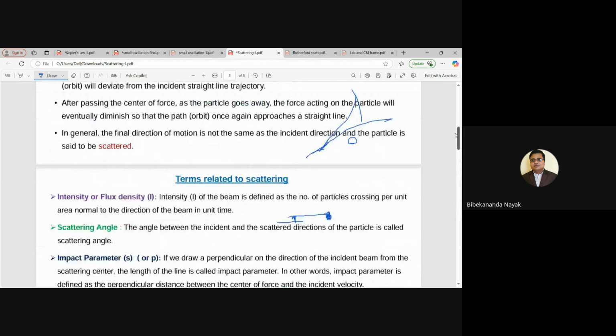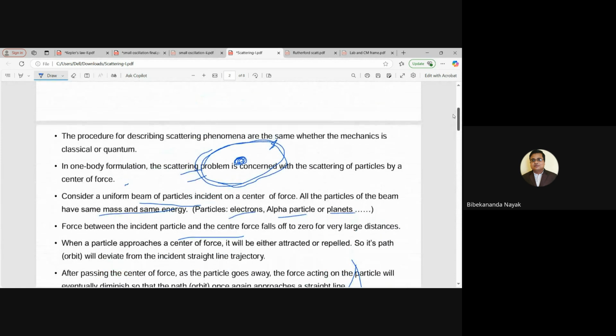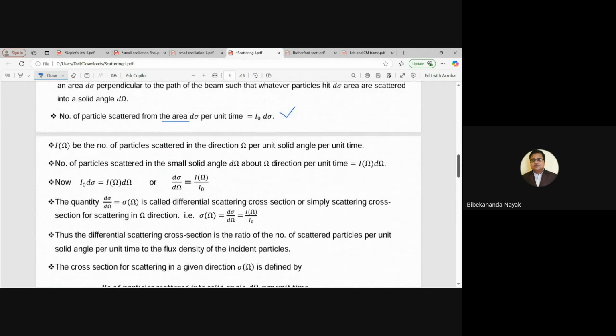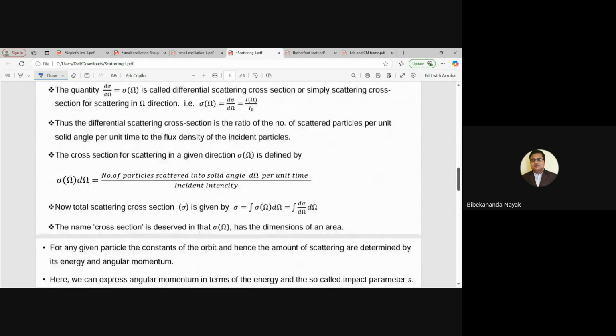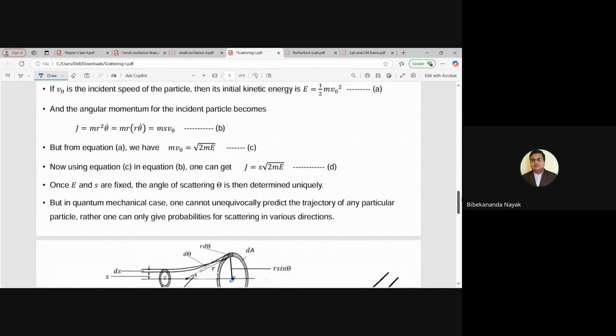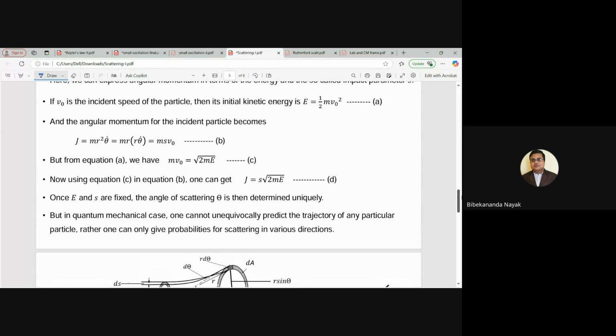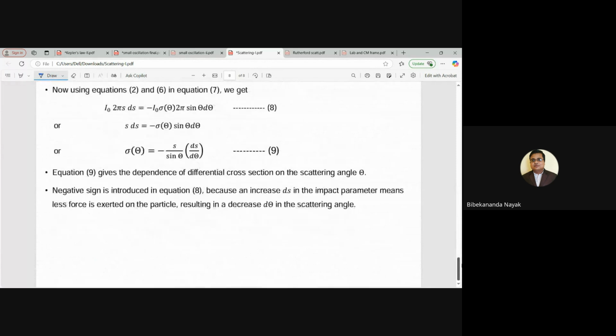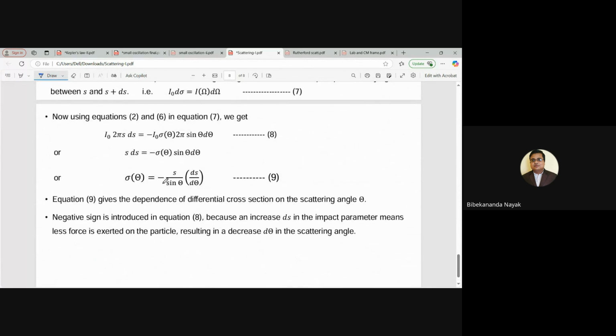There is actually a basic formula. These are the terms. Again, scattering cross section. From this analysis, it is a simple calculation. You have to get a formula for this. This is the scattering cross section formula. S is the impact parameter, which we already know. If it is scattered through an angle theta, then the cross section sigma of theta is equal to minus S by sine theta times ds by d theta.